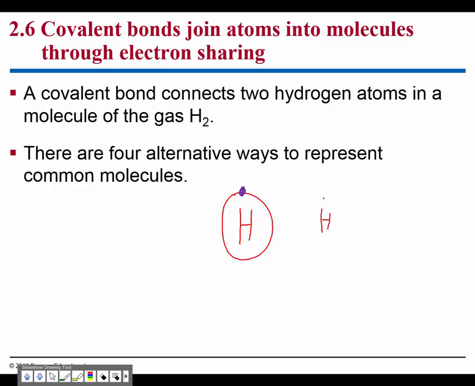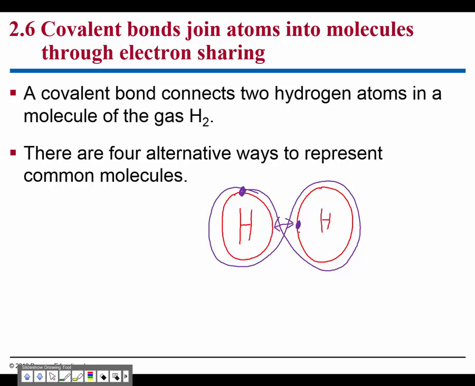So if you have another hydrogen here with one electron in its outer shell, if these two share their electrons, then they're going to create a strong bond. This electron will move around over here in a figure 8 configuration, back and forth, and this one here will do the same thing. That's where you get the H2, and it creates a strong bond.